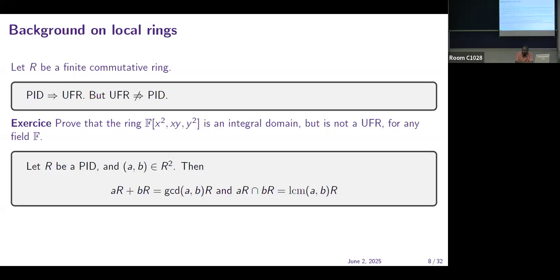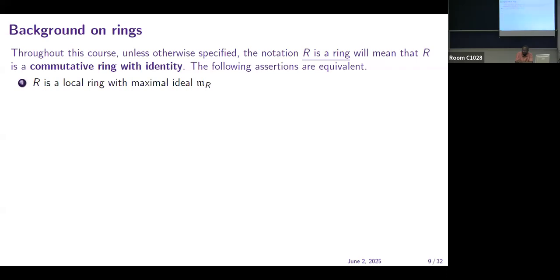When R is a principal ideal domain, the sum of two ideals is generated by the GCD of the generators, and the intersection of two principal ideals is generated by the least common multiple of the generators.